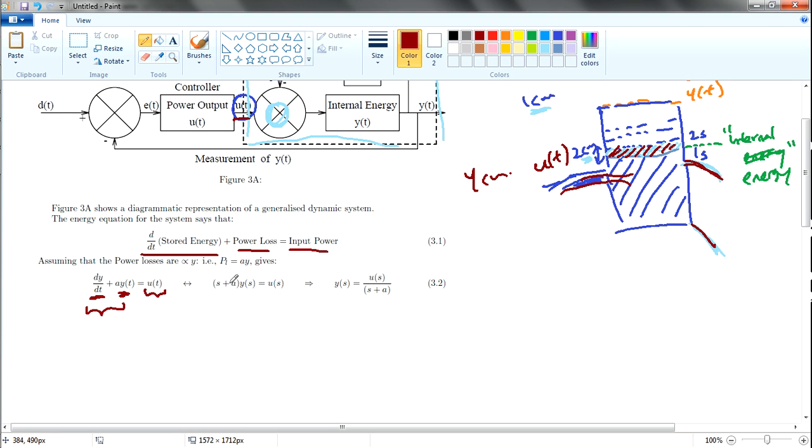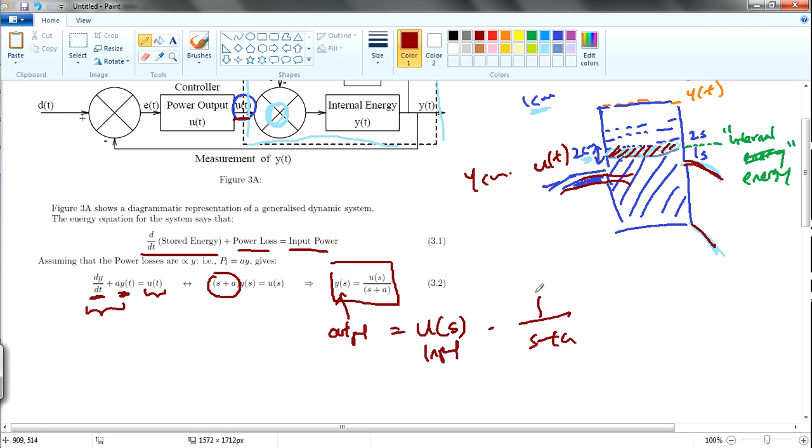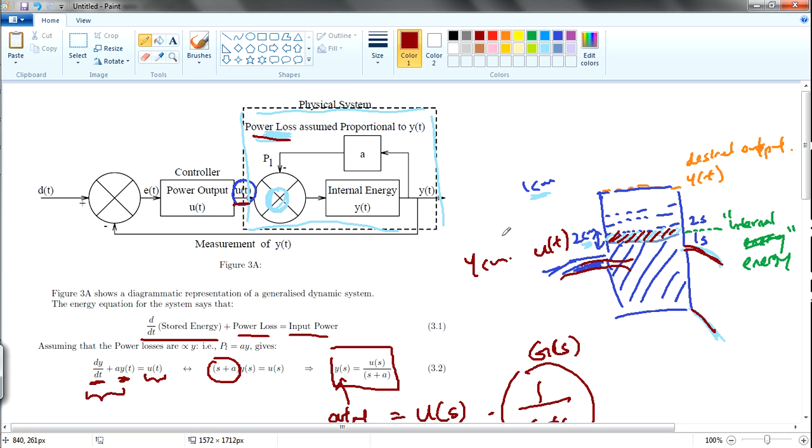this system over here. And then you bring this s plus a down here, you'll get the output. So Y(s) is output, U(s) is input, multiplied by 1 over s plus a. This is G(s). This is a transfer function for only this system over here.